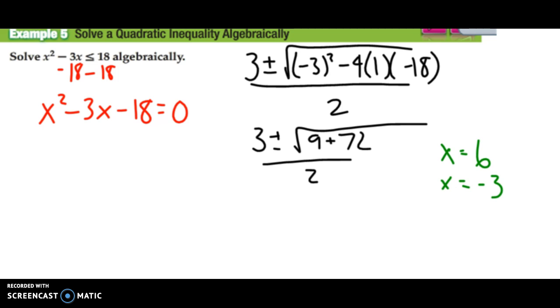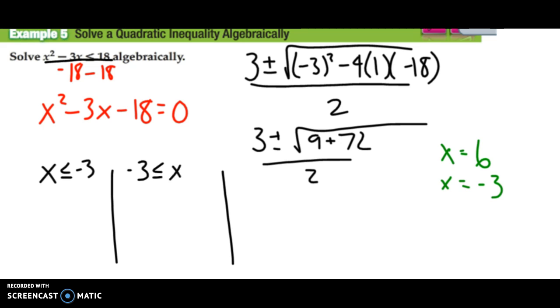And now what we have to do is test to see where it works. I go back to the original inequality and think of a number. I have three cases: either x is less than or equal to negative 3, or x is between negative 3 and 6, or x is greater than or equal to 6. So it's either these two together or this one together. Those are my essential options.